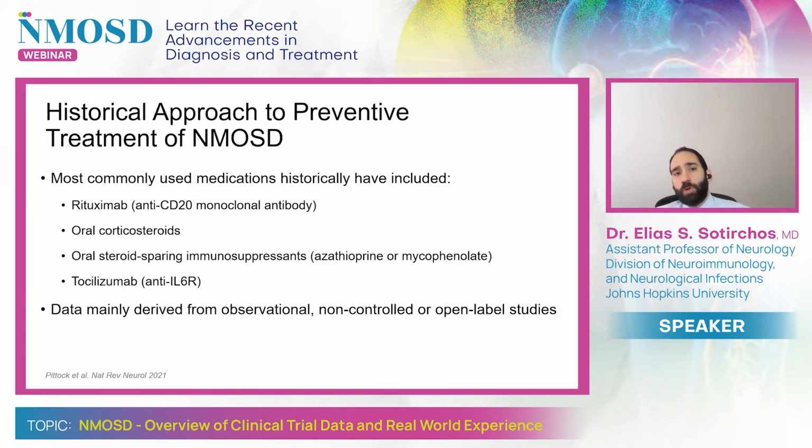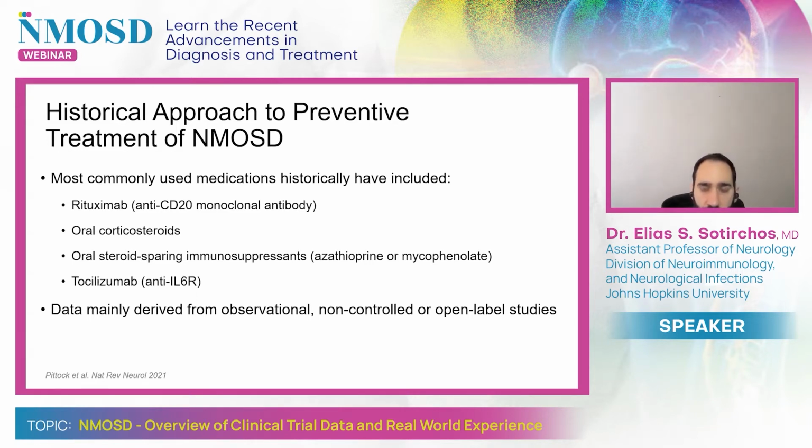In terms of the historical approach to treatment, the most commonly used medications, and this actually remains the case even now worldwide, given the ease of access to these medications, has included rituximab, which is an anti-CD20 monoclonal antibody, and CD20 is expressed on the surface of cells of the B cell lineage, oral corticosteroids, oral steroid-sparing immunosuppressants such as azathioprine or mycophenolate mofetil, as well as tocilizumab, which targets the interleukin-6 receptor.